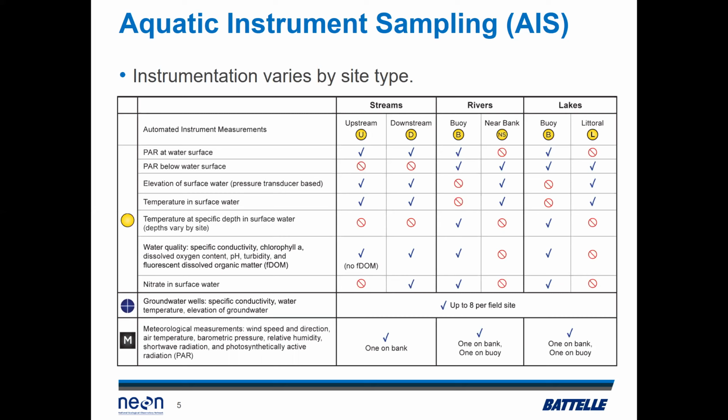For the most part, river and lake sites are instrumented more or less in the same way, the only difference being that there's just one set of measurements that are taken from a buoy that's moored in the deepest part of the lake for lake sites, and then as close to the thalweg of river sites as is possible without impeding navigation.